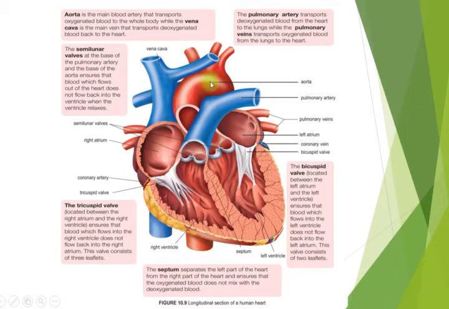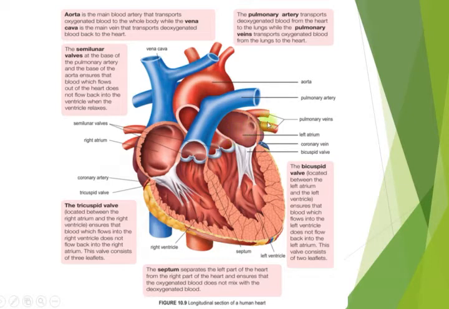So what is the function of the aorta? The aorta will carry the oxygenated blood to the whole body, whereas the vena cava will transport the deoxygenated blood back to the heart. So the deoxygenated blood from the whole body will enter the right atrium through the vena cava.